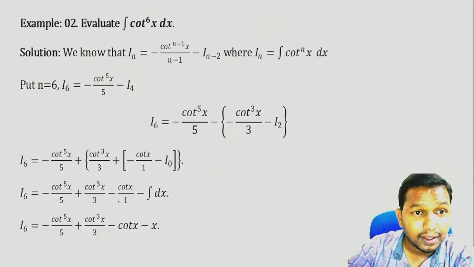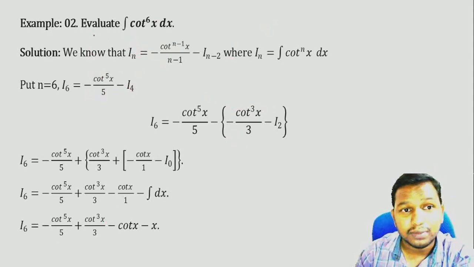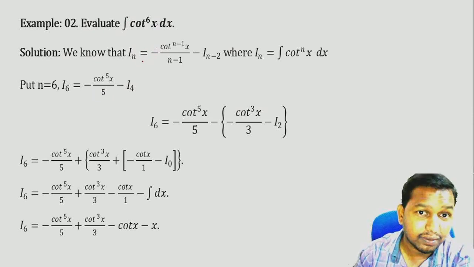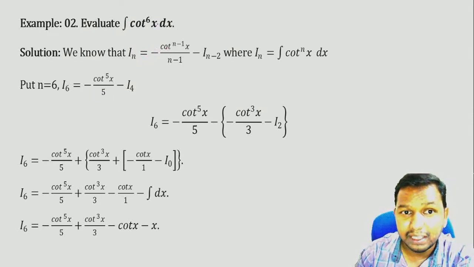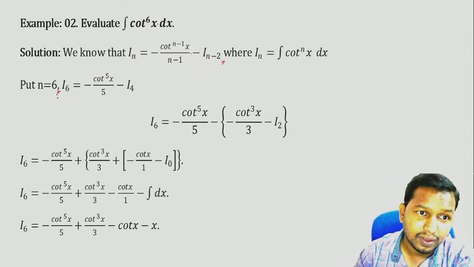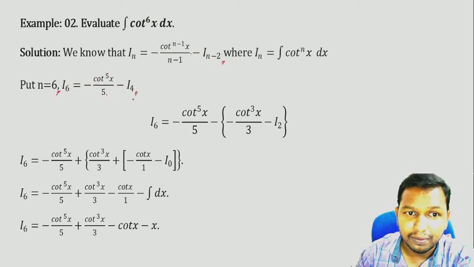So let's see one more example related to this reduction formula. So that is evaluate integral of cot to the power 6 x dx. So for cot function we know the reduction formula as I_n is equal to minus cot to the power n minus 1 x whole divided by n minus 1 minus I_n minus 2. So take n is equal to 6. So I6 is equal to minus cot to the power 5x divided by 5 minus I4.